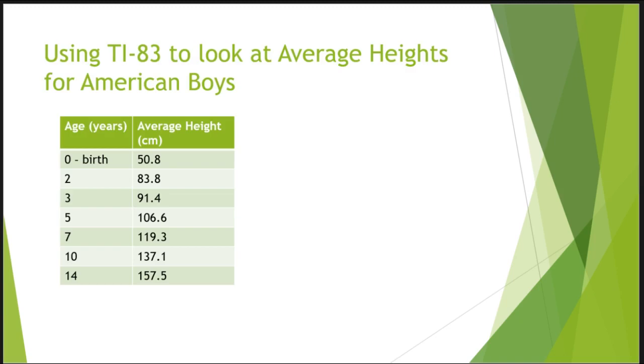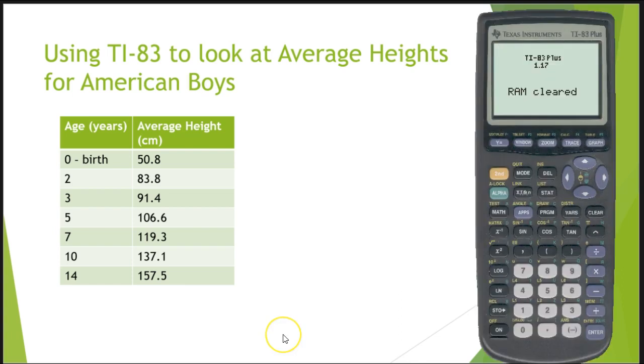So now let's use our TI-83 to take a look at some information from this chapter. What we're asking is, as boys' ages increase, is there a relationship between what happens to the boy's height? This is an example of bivariate data. We have an age and a height, and we want to see if we're able to find a relationship between the height and the age.